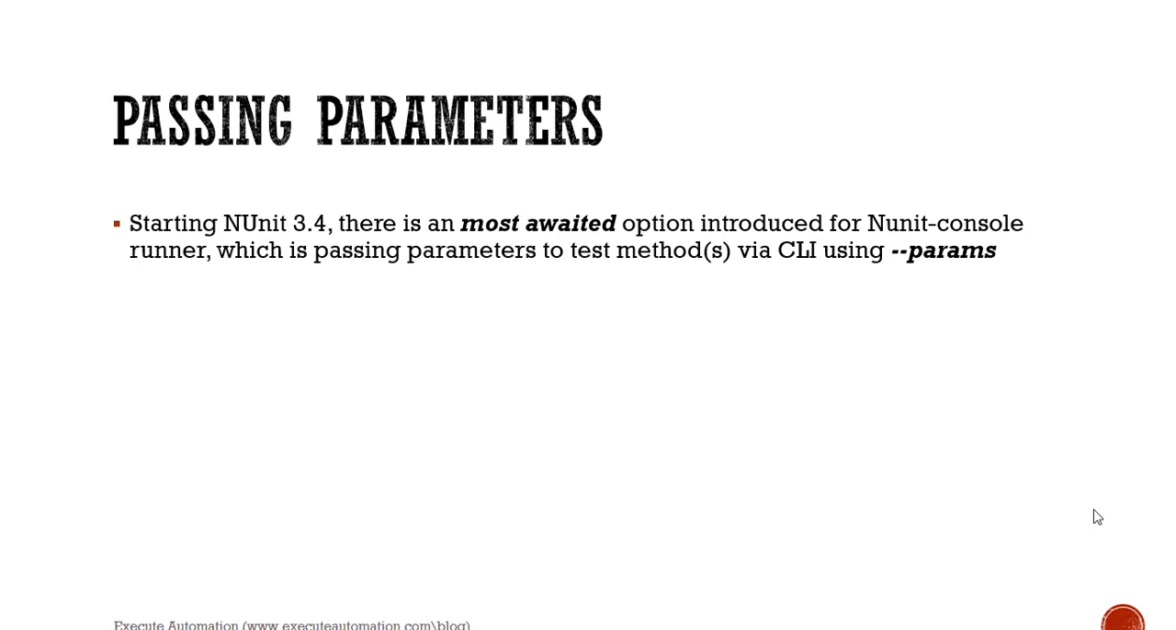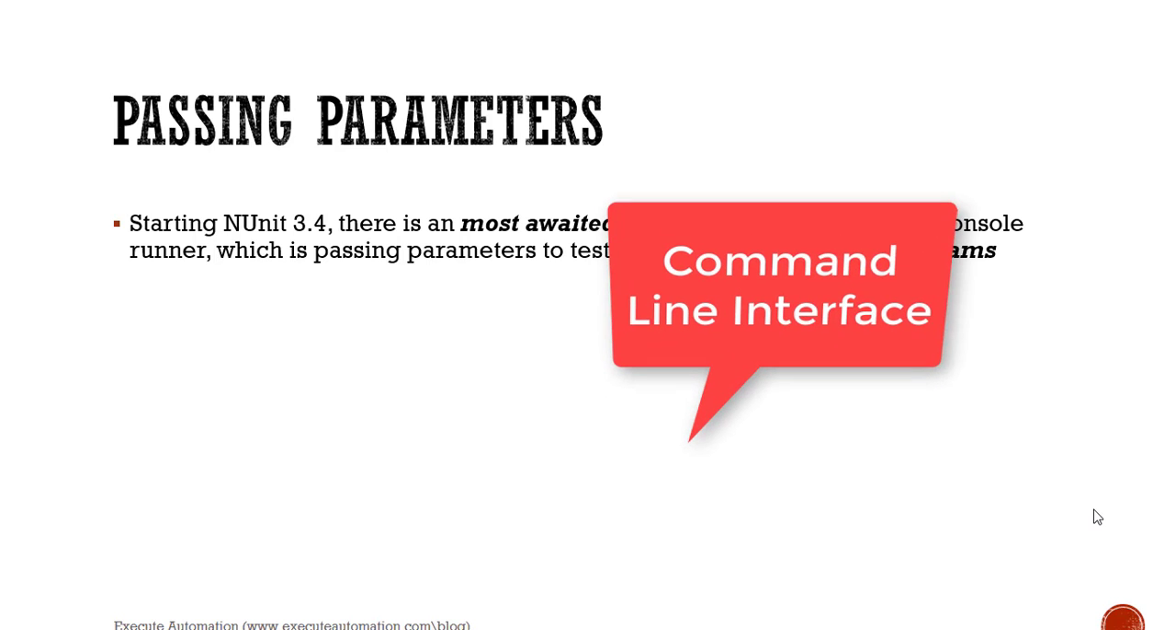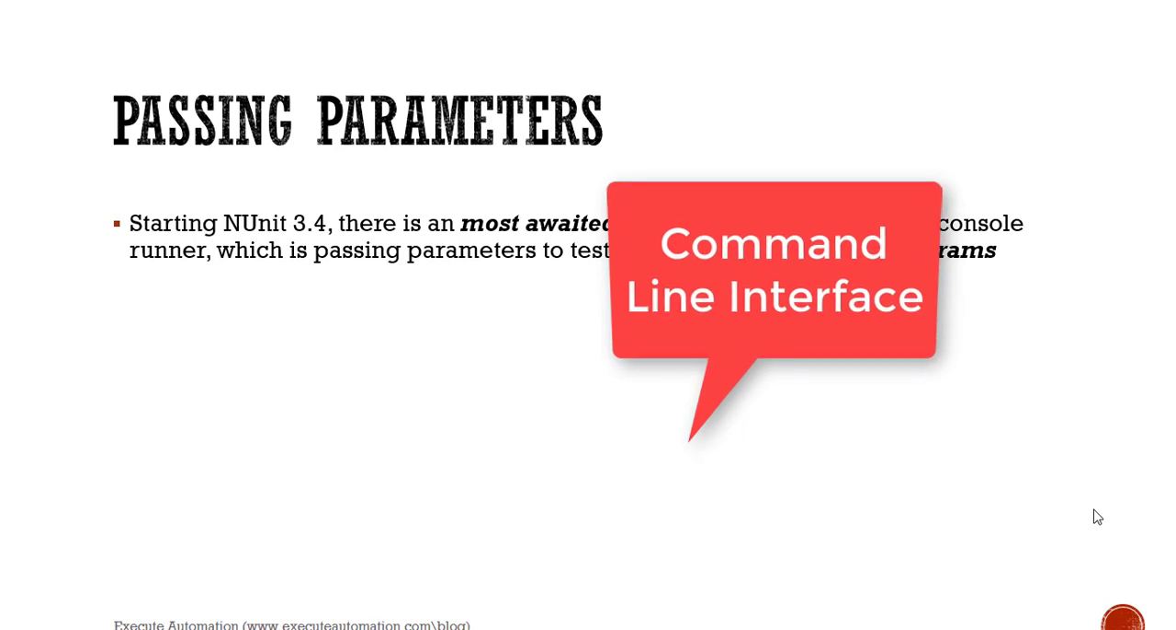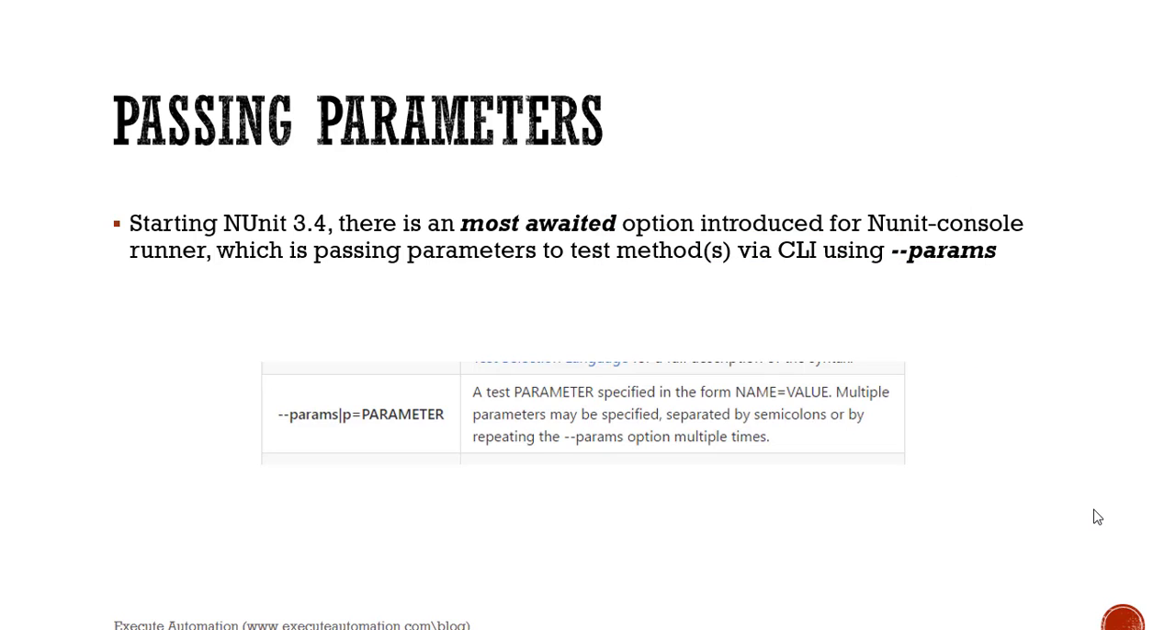Passing parameters. Starting NUnit 3.4, there is a most awaited option introduced for NUnit console runner, which is passing parameters to the test method or methods via a command line interface using the --params attribute. And this is really helpful because if you wanted to pass a parameter from a console runner or a command line interface to the test method, there was no such option available. So we can use this params option to perform that operation.